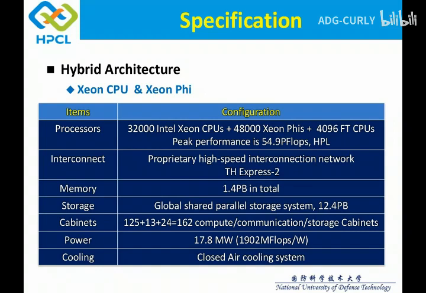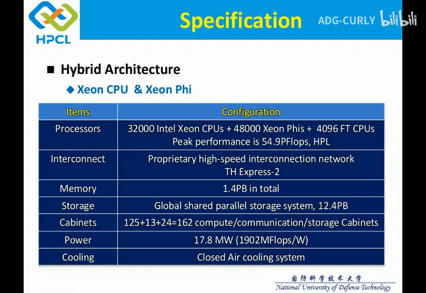You see that this computer is using commercial off-the-shelf processors, just Intel processors. But the interconnect is proprietary to this computer. This was designed by the team that built this computer, and it's called the TH Express 2. In terms of memory, in total it has 1.4 petabytes of memory, and for storage, it's got about 12 petabytes of storage.